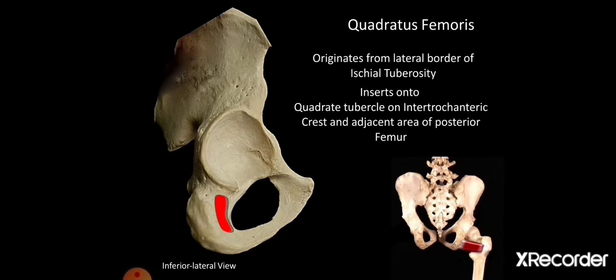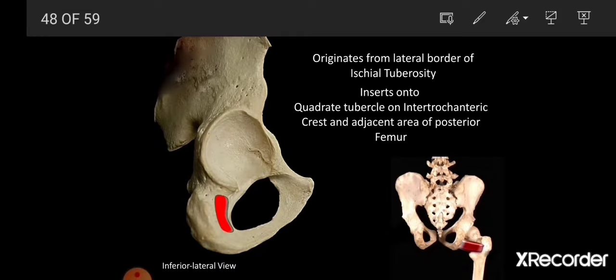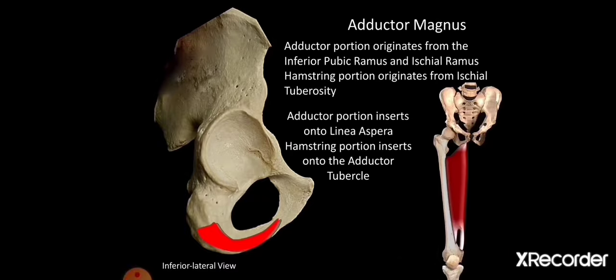Then this is the quadratus femoris muscle arising from the lateral border of the ischial tuberosity. This is the quadratus femoris. It is quadrangular in shape, that is why it is named as quadratus femoris. Then this is the adductor magnus. It is arising from the inferior pubic ramus and ischial ramus, and also from the ischial tuberosity, lower triangular part of the ischial tuberosity. This is the origin of adductor magnus.